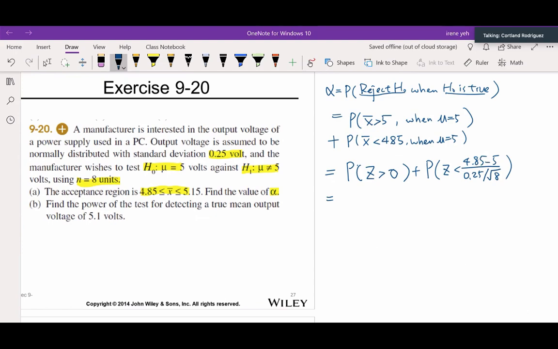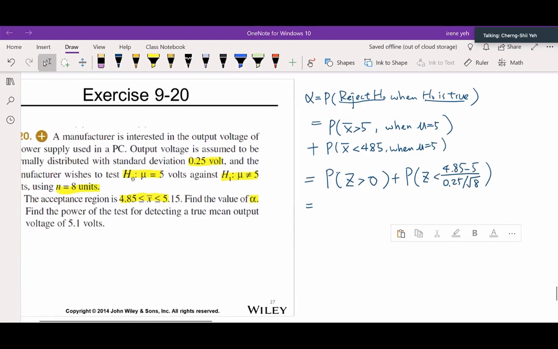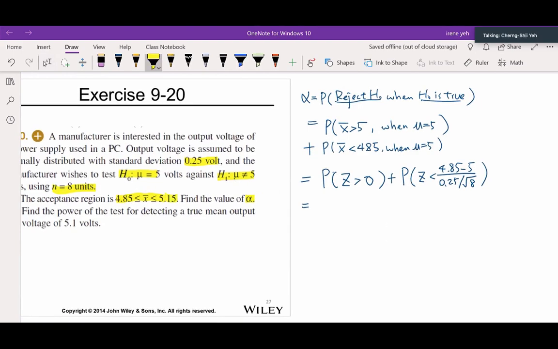Isn't the upper bound 5.15, not just 5? Oh, the way I highlight it confuses myself. Sorry about that. My bad.